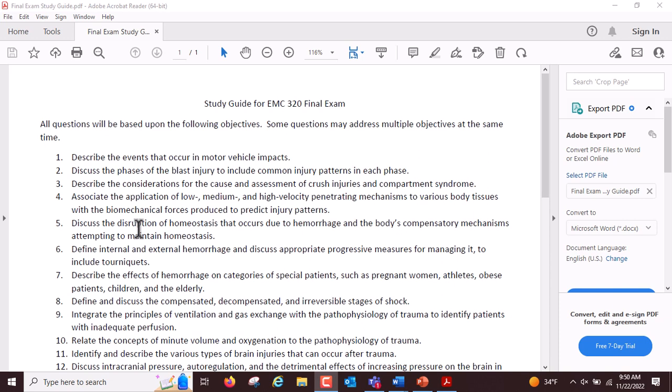We never use the Trendelenburg position anymore, okay? If you see that on a question, I want you to think 1970 called and they want their curriculum back, because that's just bad medicine.